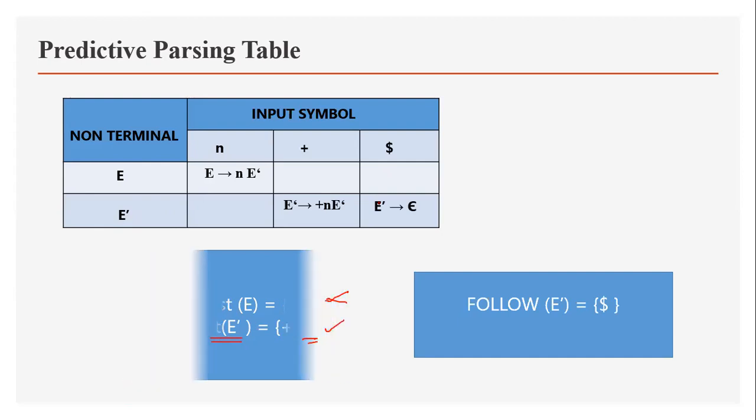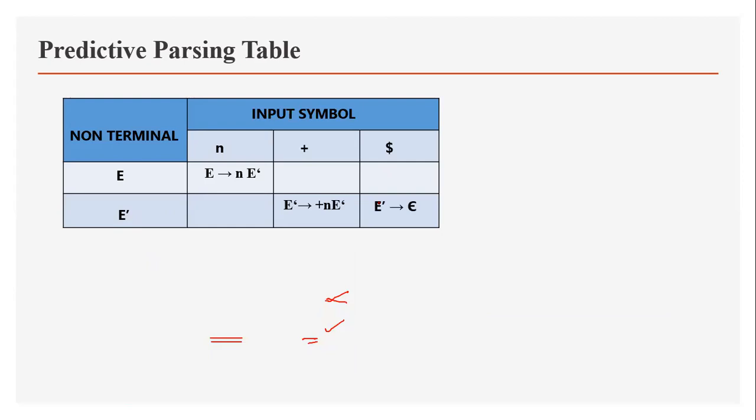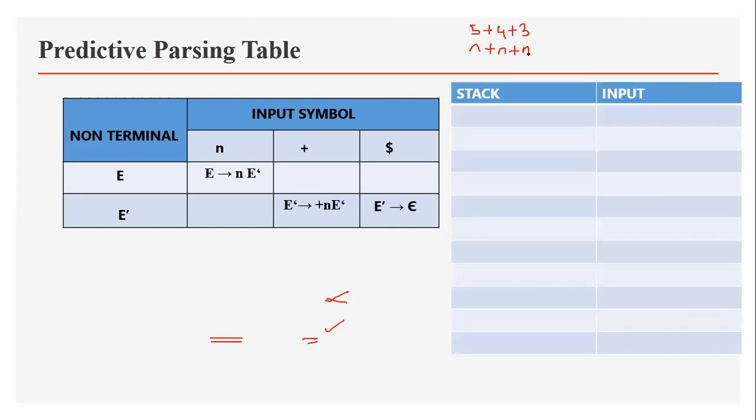After filling this table, our next question is to verify whether 5 plus 4 plus 3 is valid or not. Please remember, 5 plus 4 plus 3 means it is n plus n plus n. Instead of writing 5 plus 4 plus 3, we'll write n plus n plus n. The input is n plus n plus n, and the top of the stack contains the start symbol. The start symbol here is E, so you write E on dollar. Dollar indicates the end marker. Here the input is n plus n plus n dollar.